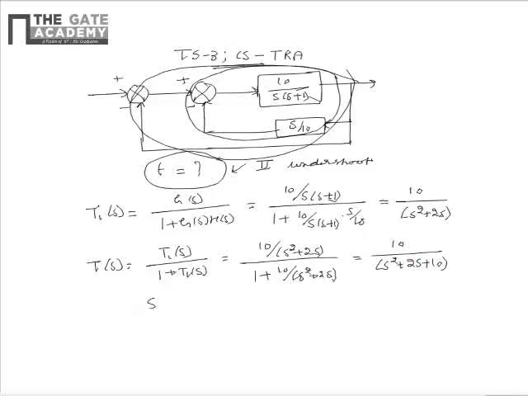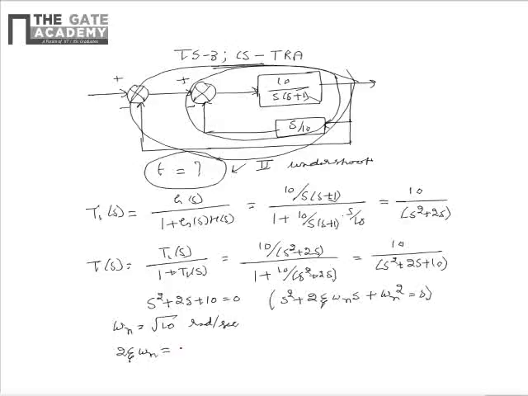From the obtained transfer function, we see that the characteristic equation of the control system is s square plus 2s plus 10 is equal to 0. So here the natural frequency of oscillation of the control system is omega n is equal to root 10 radians per second. This is obtained by comparing the characteristic equation with the standard characteristic equation s square plus 2 eta omega n s plus omega n square is equal to 0. And also we know from the standard form that 2 eta omega n is equal to 2, which implies eta is equal to 1 by root 10.